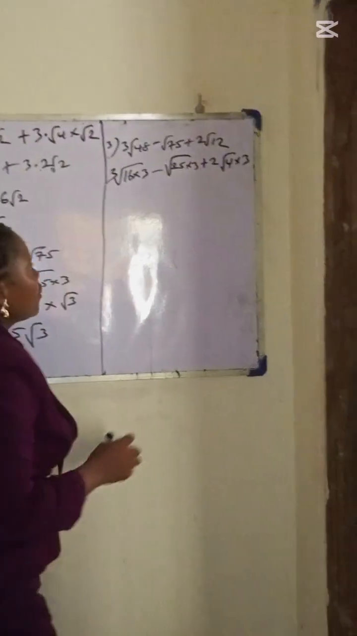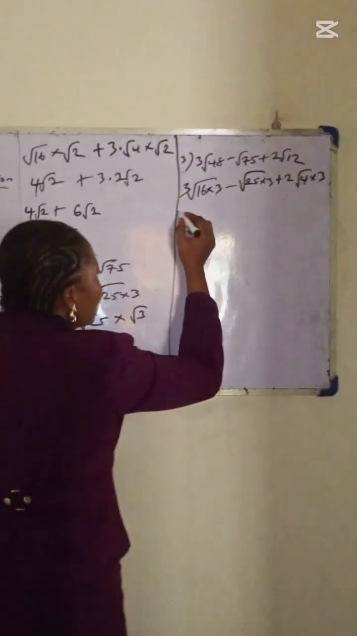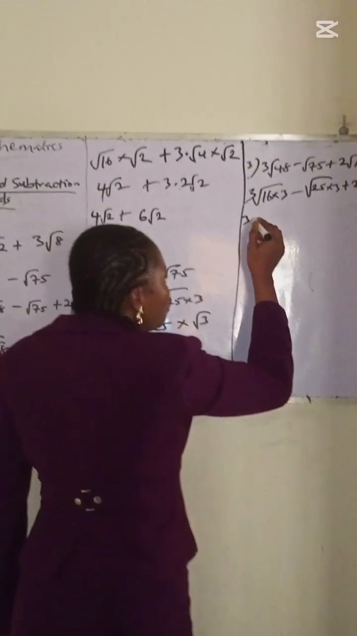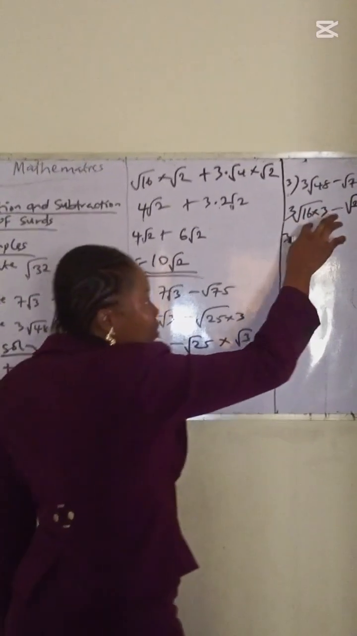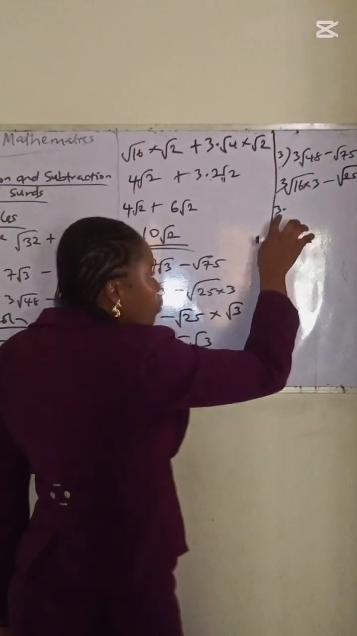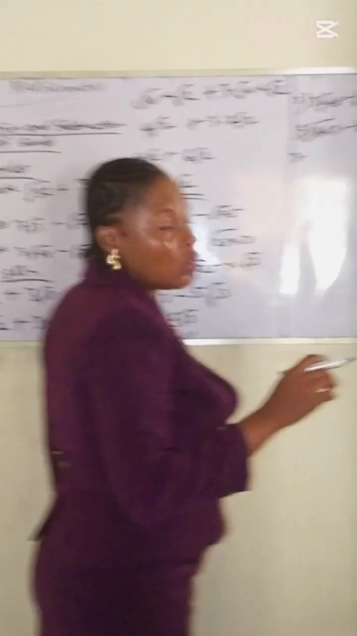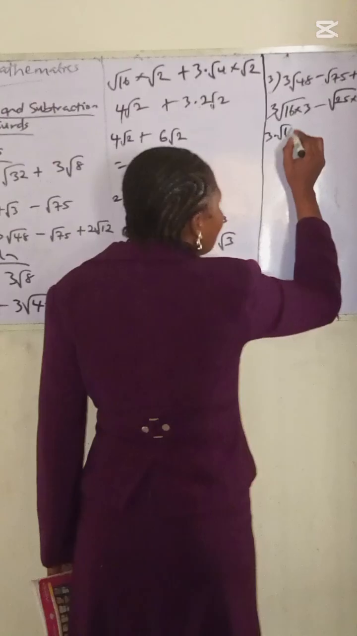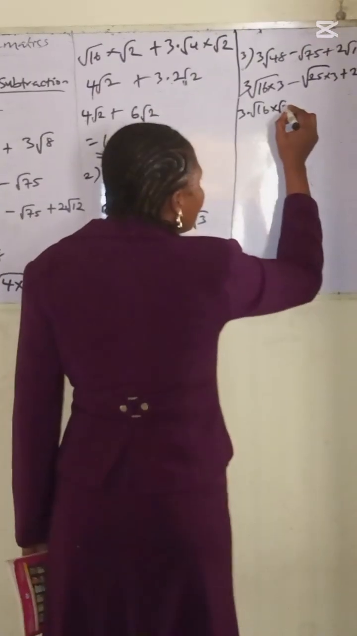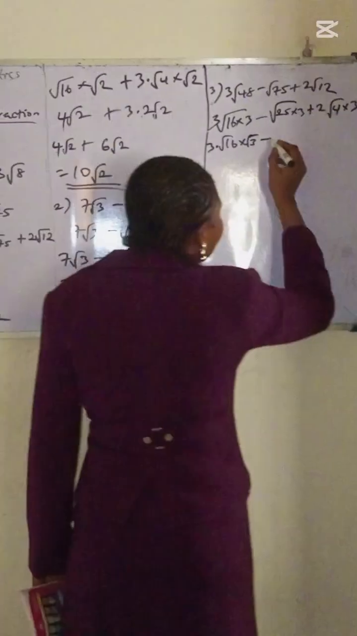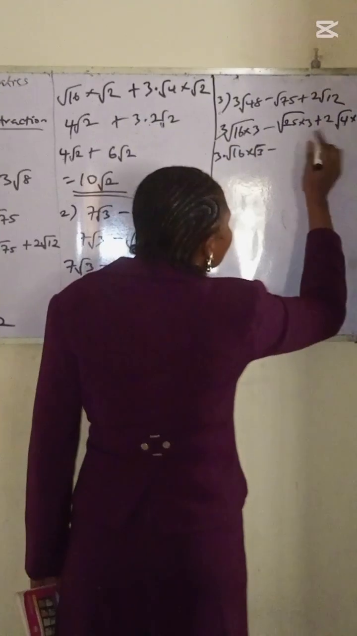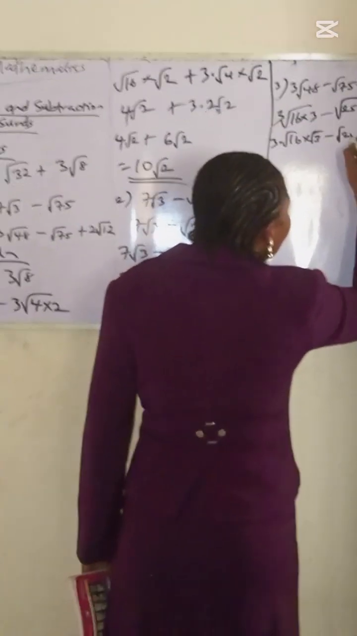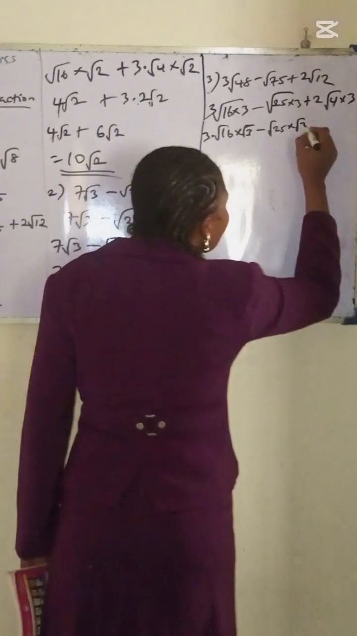2 times 3. So the next thing we are going to do is bring out this 3. Then put your times, because this 3 is attached to your square root. Then split each of the numbers inside the bracket into their different square roots. That is 16 times surd 3. Then minus, you do the same here, you split them each: surd 25 times surd 3.